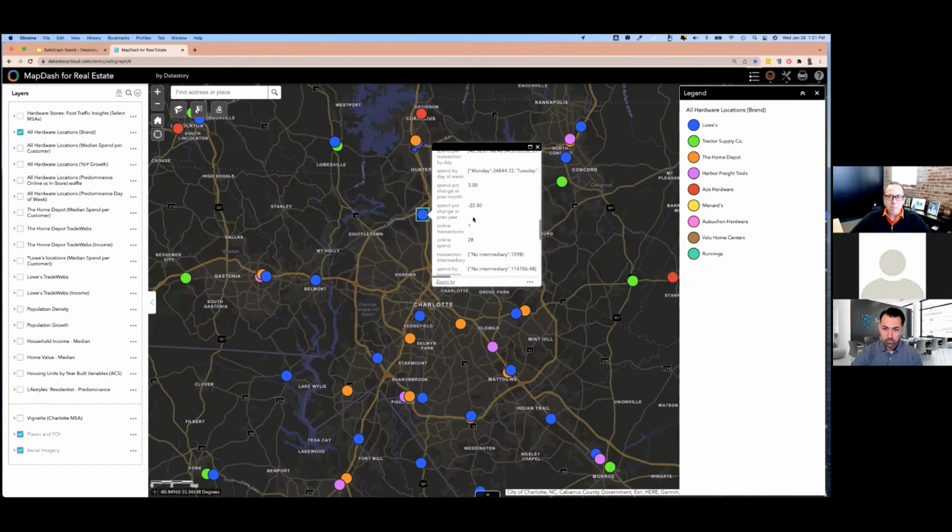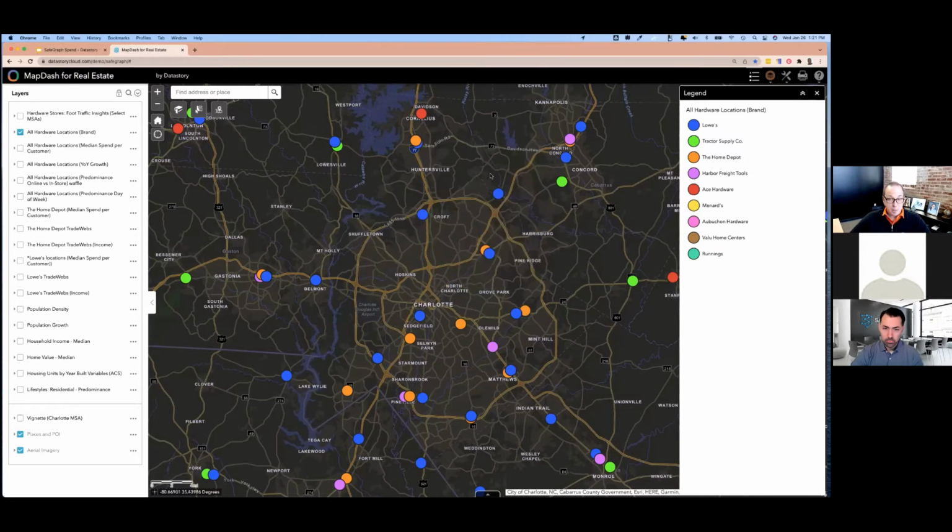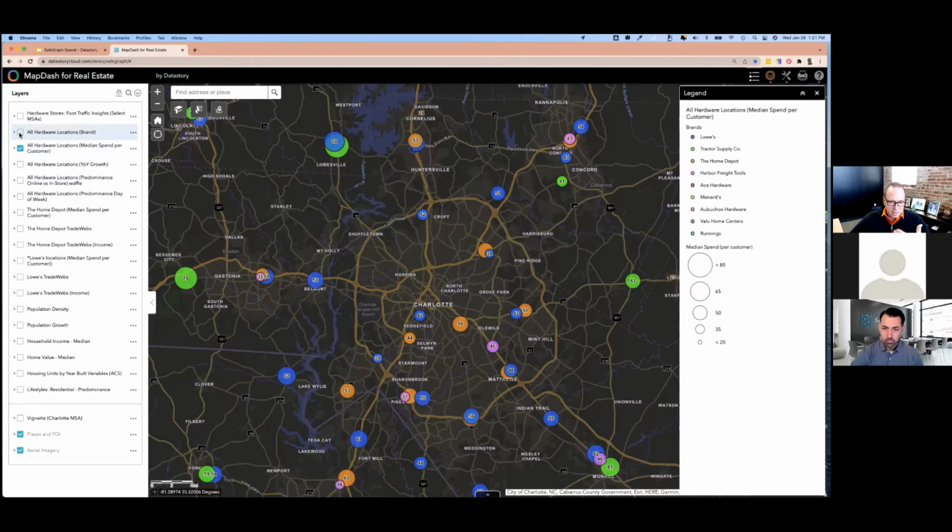And because all of this data is behind what we're visualizing, we can do a number of things to make this more intuitively insightful. First thing here is looking at the median spend per customer. So we can see these blue Lowe's and orange Home Depots and green Tractor Supply Co.